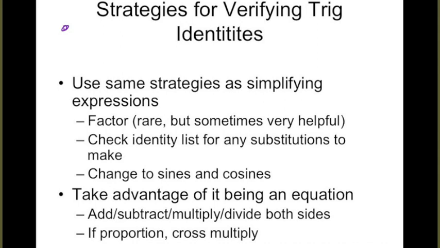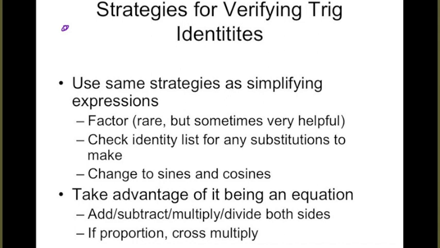For verifying an identity, we're going to use those same 3 strategies, but an identity has an equal sign. So we have one more step that we can do with it and take advantage of the fact that it's an equation. So we can do anything we would do to an equation. We can add, subtract, multiply, divide on both sides if that's helpful. If there's fractions or proportions, we can multiply so that we don't have fractions anymore as well. So we have kind of an added advantage of having that equal sign and being able to work with an equation.